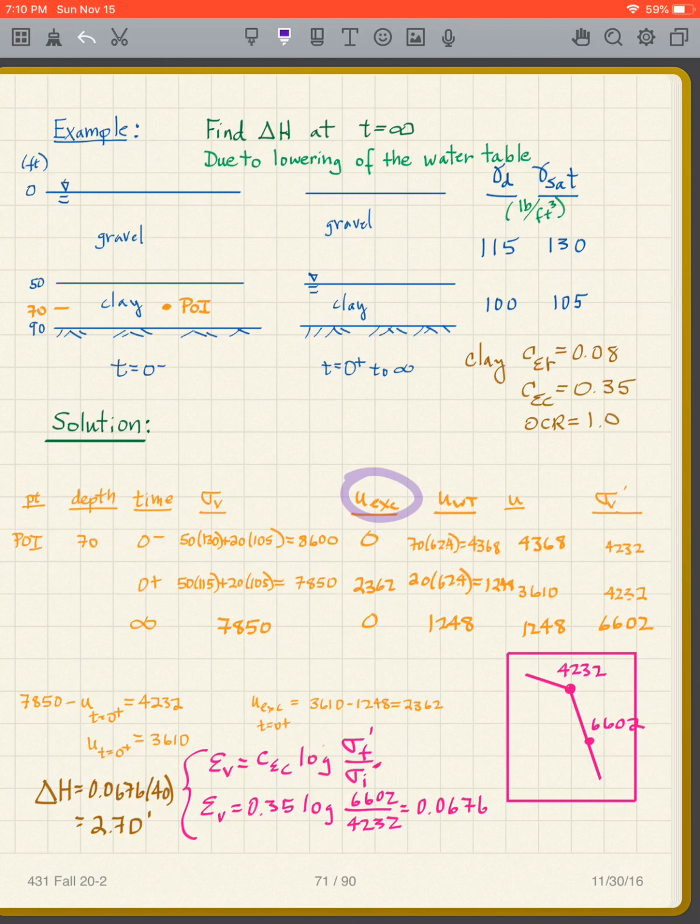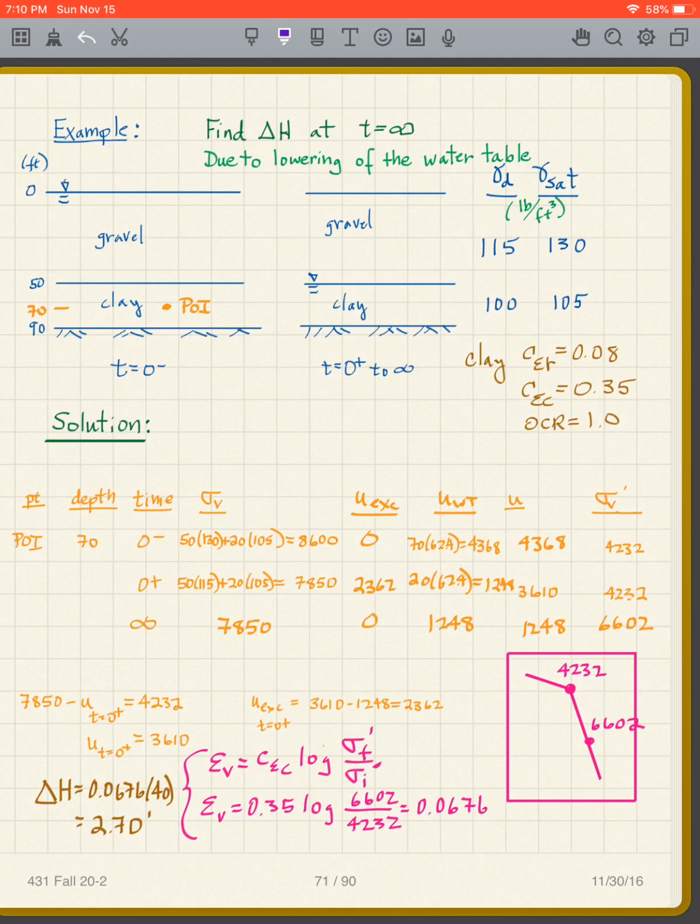My u excess. Okay, so what do I have here? What do we know? We always know that at 0 minus, the u excess is 0. At infinity, the u excess is 0. So what is the u excess here? Well, we can do it in two different ways.